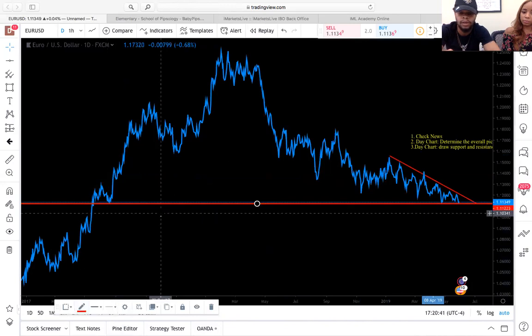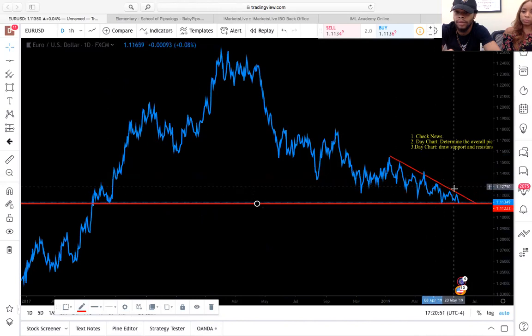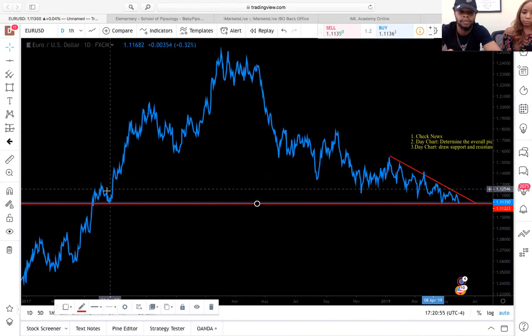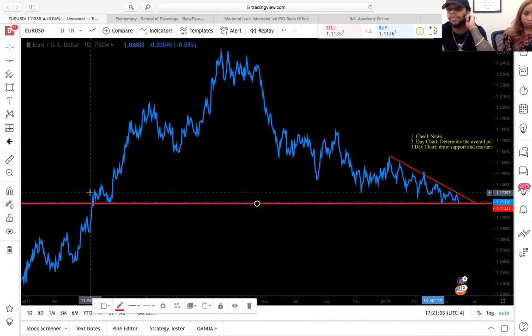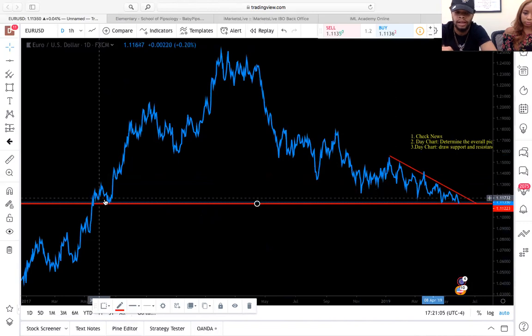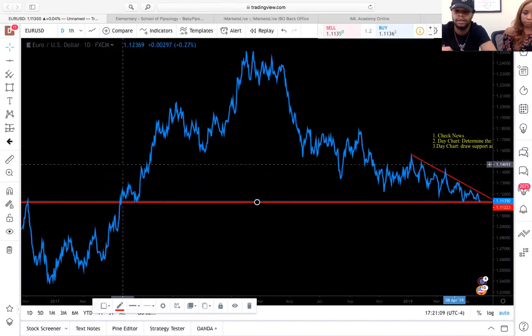I'm going to mark this support and resistance up because right here, as you can see, it stayed above this line, resisted. No, supported, went back up. Supported, went back up. Look back here, and let's see what this is. April 2017, it resisted. Supported right here, shot back up. Supported right here, shot back up.